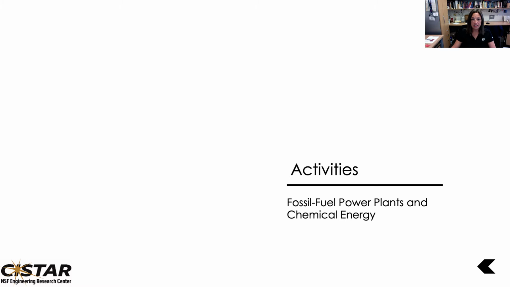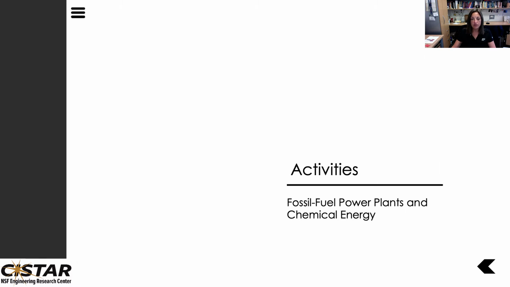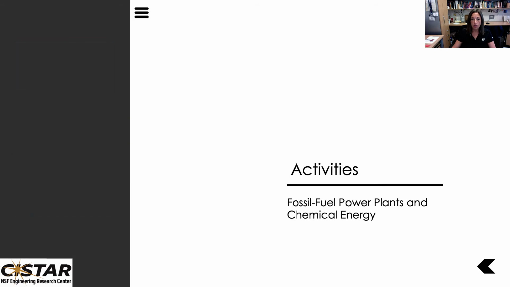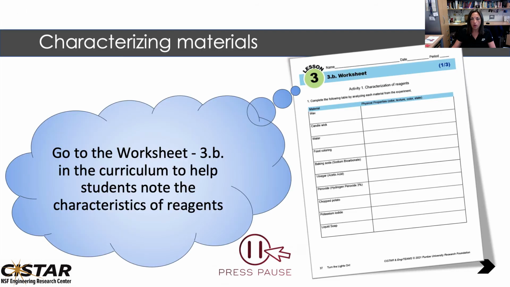The activities in this lesson will focus on understanding different aspects of chemical energy through 4 different experiments. In this video, we will only look at the pedagogical aspects of these activities. For the step-by-step video of how to conduct these activities, you can check the activity video for this lesson. The link for the activity video is below. The 4 activities are related to characterizing materials, physical and chemical changes, speed of reactions, and the soda can engine. If you want, you can pause this video and watch part 1 of the activity video of this curriculum. The link is below.